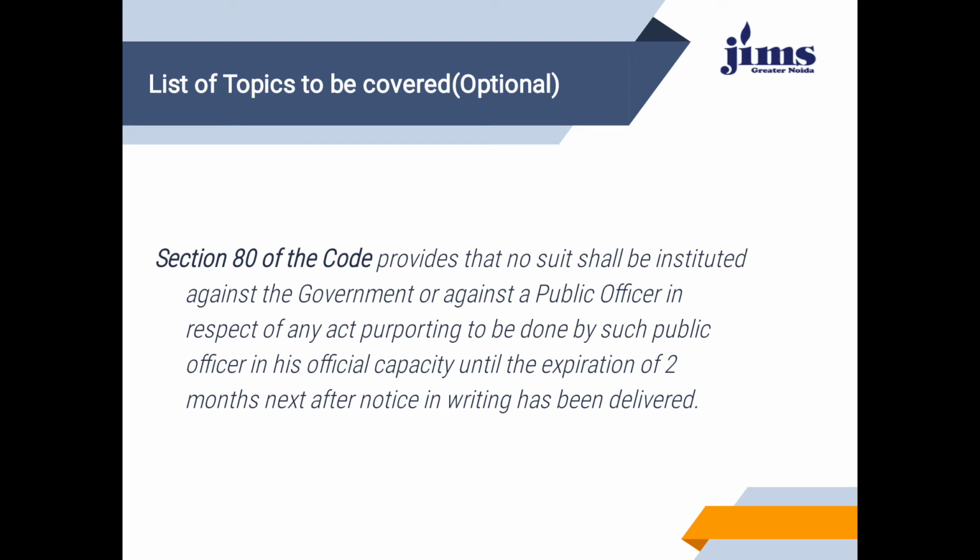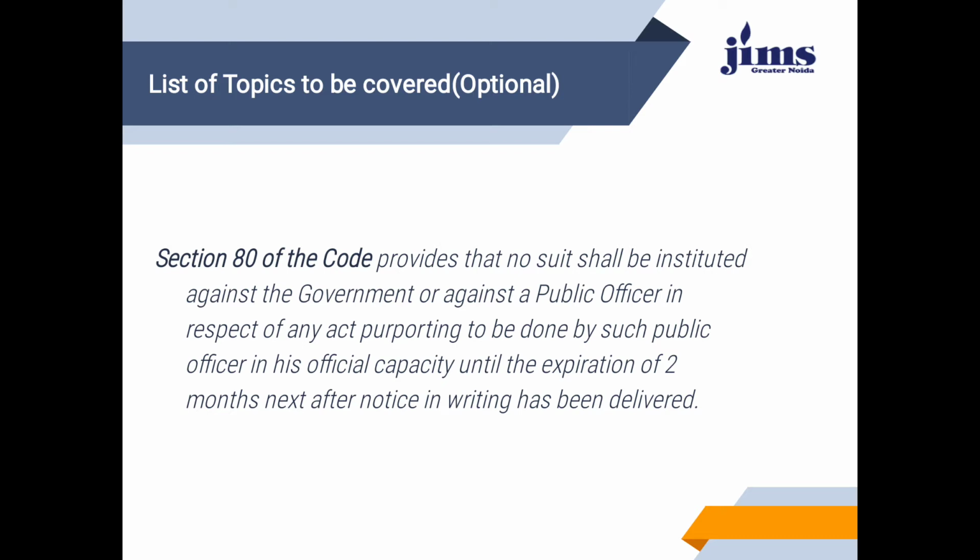Section 80 of the Code of Civil Procedure provides that no suit shall be instituted against the government or against a public officer in respect of any act purporting to be done by such public officer in his official capacity until the expiration of 2 months next after the notice in writing has been delivered.